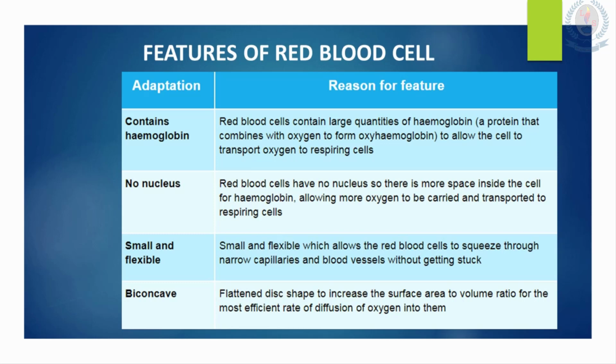Red blood cells are also small and flexible, which allows them to squeeze through narrow capillaries without getting stuck. And the biconcave shape, a flattened disc shape, increases the surface area to volume ratio for a more efficient rate of diffusion of oxygen.